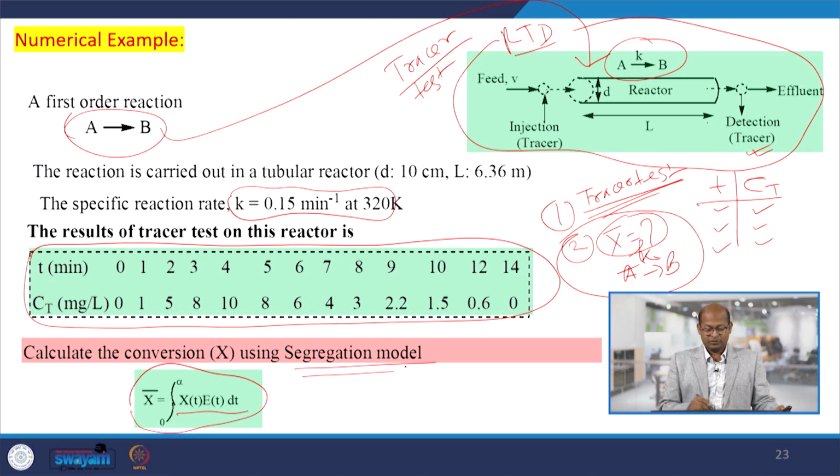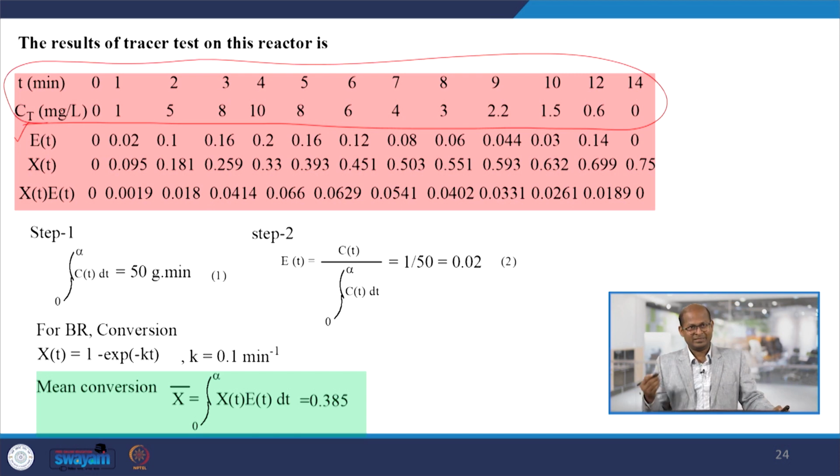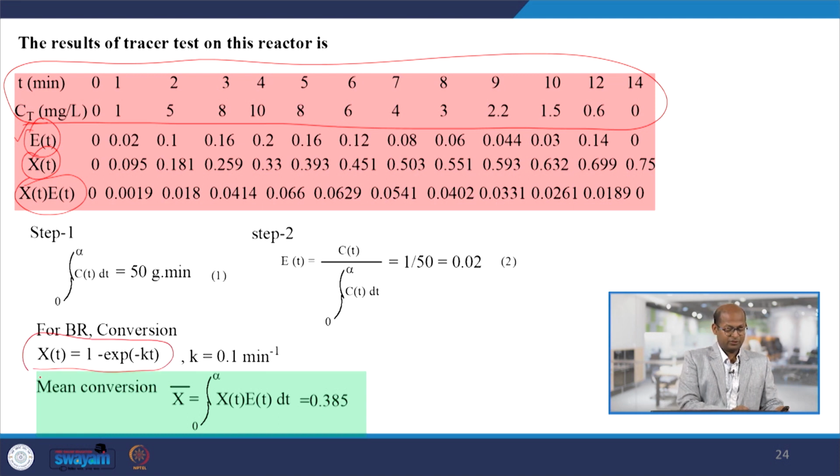So, we have the tracer test experimental data. Now what we have to find out is E(t), the residence time distribution for this reactor. First, from the data collected in the tracer test experiment, we find E(t), then we find X(t), then X(t) times E(t). Here we know k and t, so X(t) we know. These are the tables we have developed.